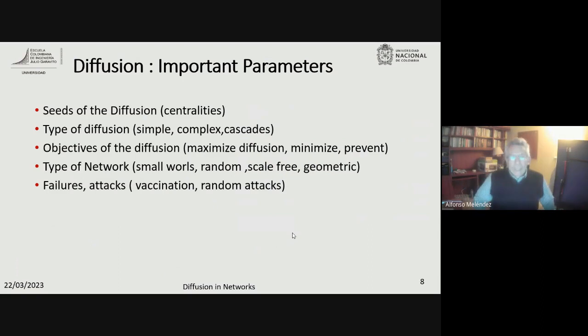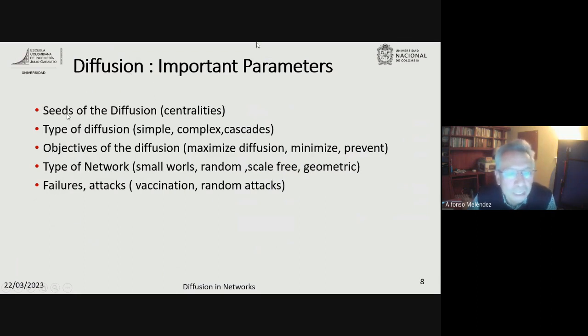Okay, let's look at the problem of diffusion. There are a lot of types of diffusion. We can diffuse a disease, a rumor, electricity is diffused in a power grid. There are a lot of things that are diffused in a network. What are the important parameters? I choose 5 important parameters that we have to study when we study diffusion on networks.